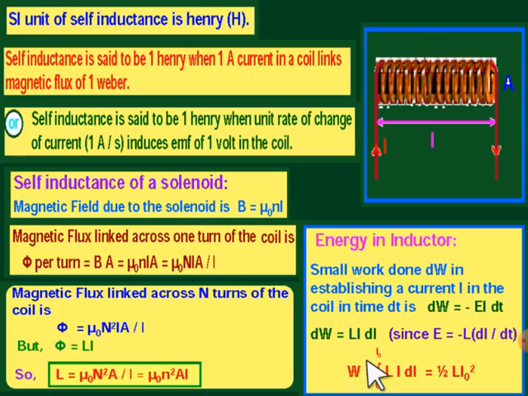So if you want to find out the total work done, then we need to integrate this. W will be equal to integration of dW, and it will be equal to what? Integration of Li di from 0 to I naught, minimum value to maximum value, and it comes out to be what? Half Li naught square. You know how it is integrating? L is a constant. As long as you are not changing this inductance, L will be remaining constant.